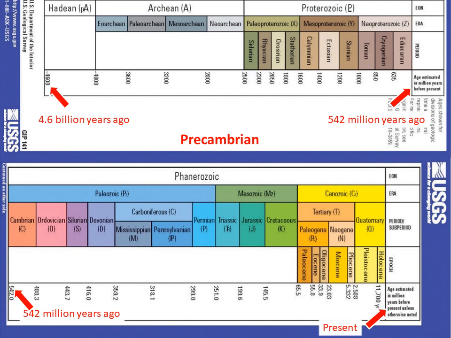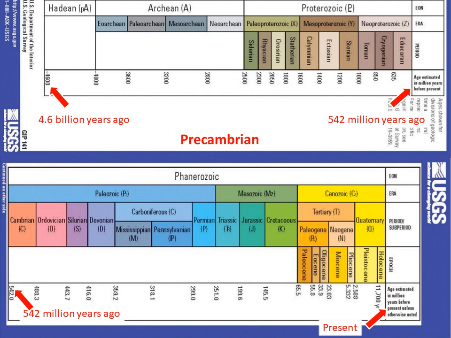The timescale is divided into named units of time in descending order of duration from eons to eras, periods, epochs, and ages. There are 3 eons that represent the Pre-Cambrian, the Hadean, the Archean, and the Proterozoic. These are broken down into eras, which are what we will be referring to in our discussion.